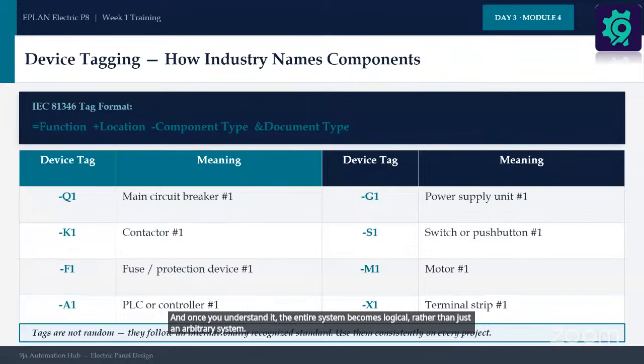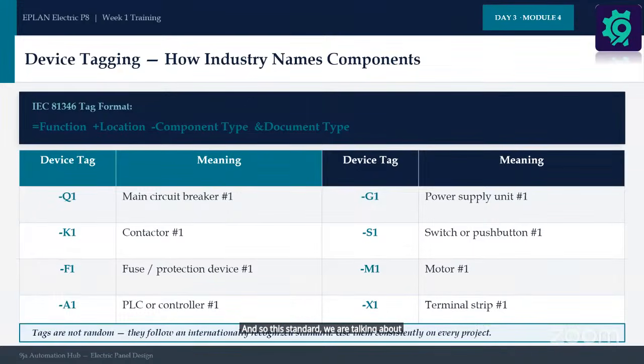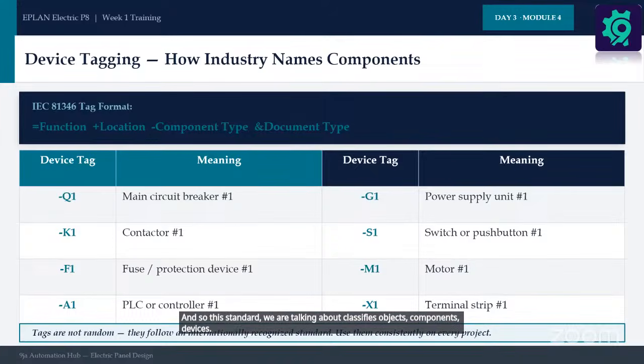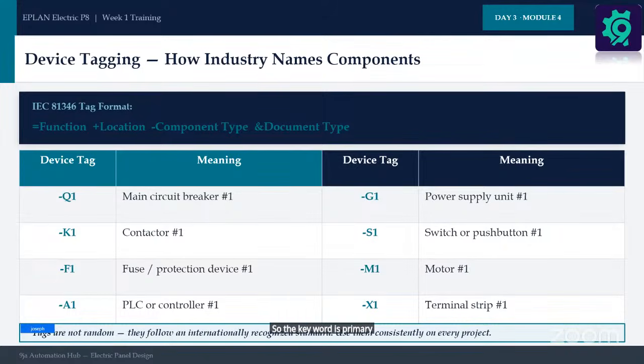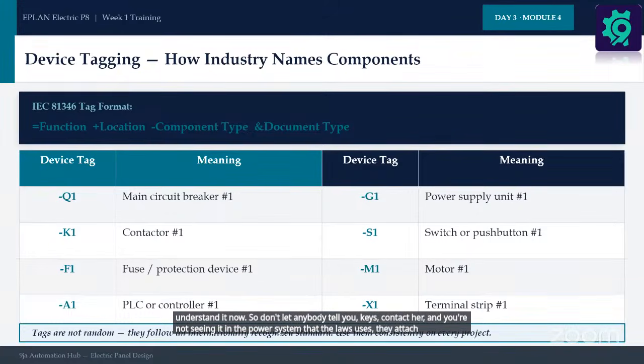And so this standard we are talking about classifies objects, components, devices, systems, according to their primary purpose. Again, according to their primary purpose or function within the system. So the key word is primary. The standard asks, what is the primary thing this device or this object is doing? And based on your answer to that question, you assign a classification letter. Understand it now. So don't let anybody tell you K is a contactor, and you're not seeing it in the power system, that they just attach it as an isolator. So you should learn these things.